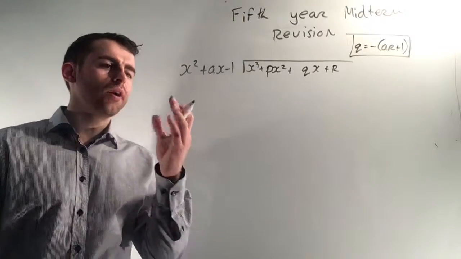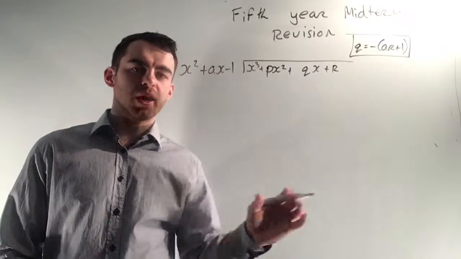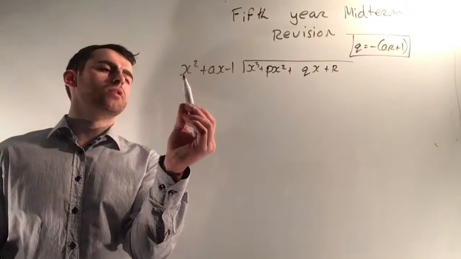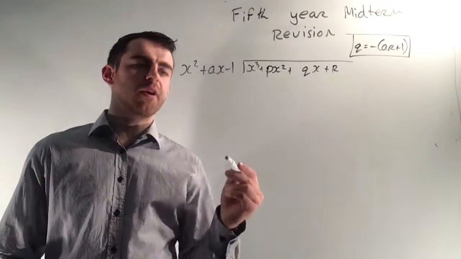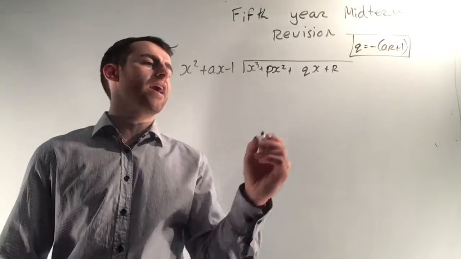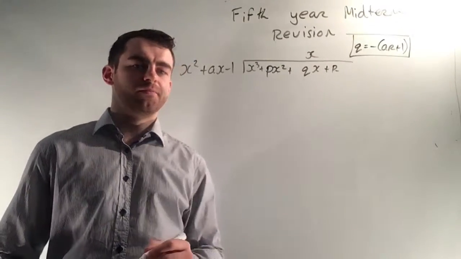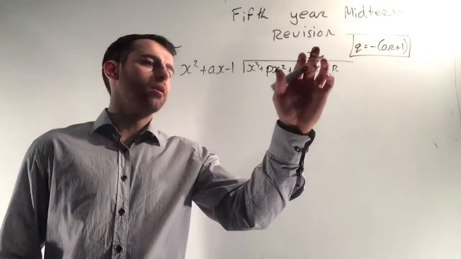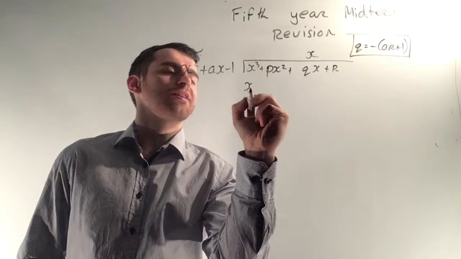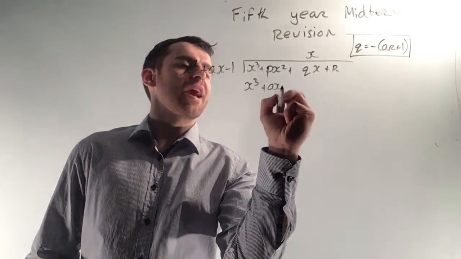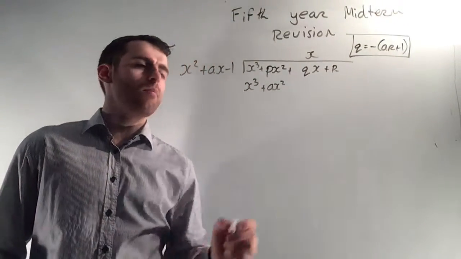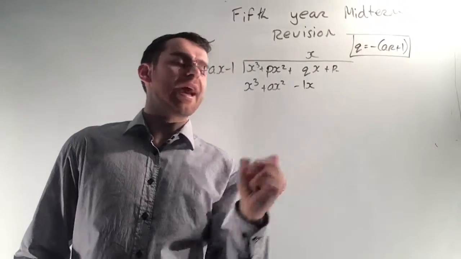So I'm going to use long division here, and I'm going to work out what my remainder will work out as. So it's the same 4 steps as we used in the previous part of the question. The first step is divide. You're going to divide x squared into x cubed, and you're going to get x. Your second step is multiply. X multiplied by x squared is x cubed. X multiplied by ax is plus ax squared. And x multiplied by minus 1 is minus 1x.